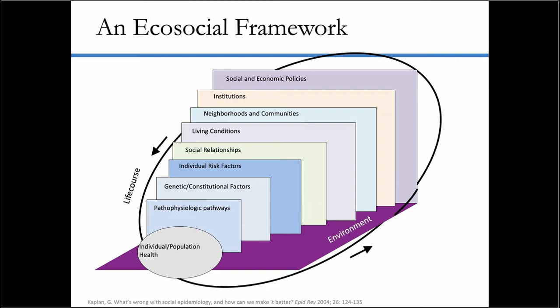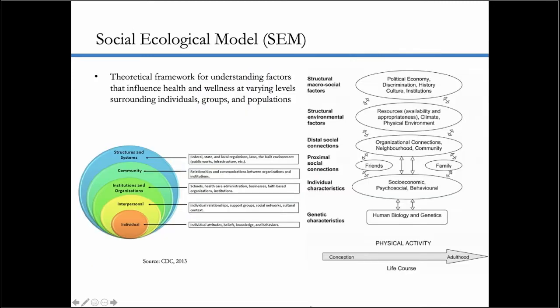All of these things taken together are influenced by our family environment and the structural environments and our socioeconomic status and where we live. And we have to be able to address these factors if we want to ensure that all people have a right to health and the ability to live a healthy life. And often this eco-social framework and this life course perspective within public health is put into what we call the social ecological model, which is a theoretical framework for understanding how factors outside of a person's control influence health and wellness at various levels surrounding that individual.